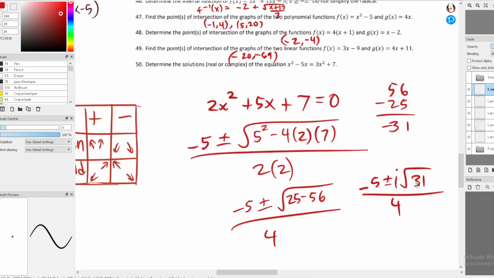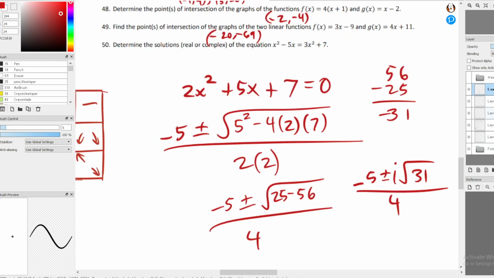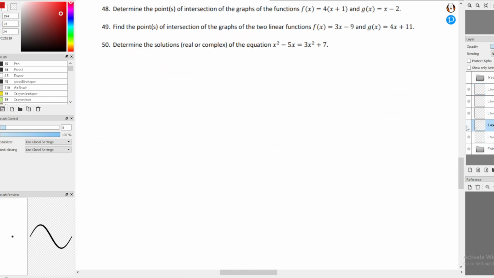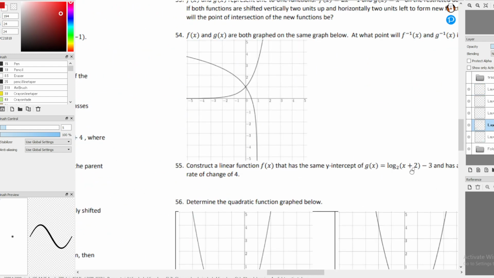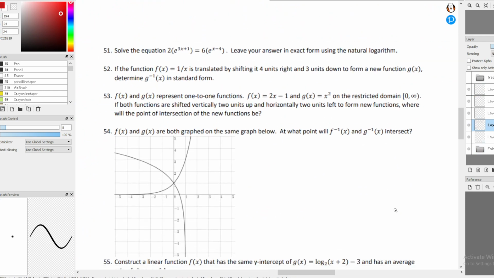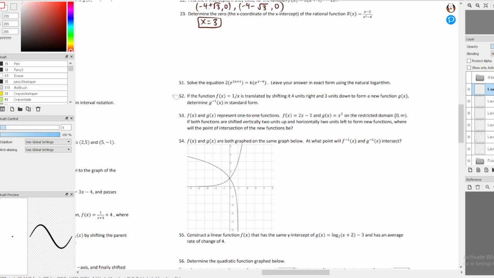So these are our solutions. Kind of yucky, but it is what it is. So we have -5 plus or minus i times the square root of 31 all over 4. So yuck, but it's okay. We are adults and we live with it. Anyway, next. We're almost done. There's 6 more. Except 51 is one of the hardest. I think it's the hardest on the review. So let's go through this one together.